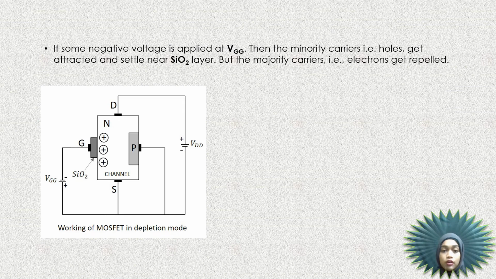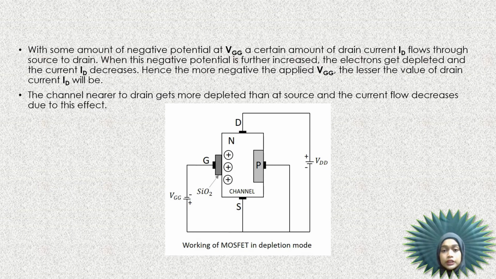When no voltage is applied between gate and source, the current flows due to the voltage between drain and source. If some negative voltage is applied at the gate, then the minority carrier holes get attracted and settle near the silicon dioxide layer, but the majority carrier electrons get repelled. With some amount of negative potential at the gate, a certain amount of drain current flows from source to drain. When this negative potential is further increased, the electrons get depleted and the current decreases. Hence, the more negative the applied voltage, the lesser the value of drain current will be. The channel nearer to the drain gets more depleted and the current flow decreases due to this effect.